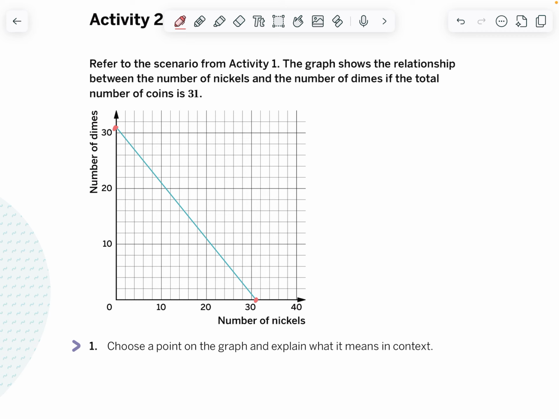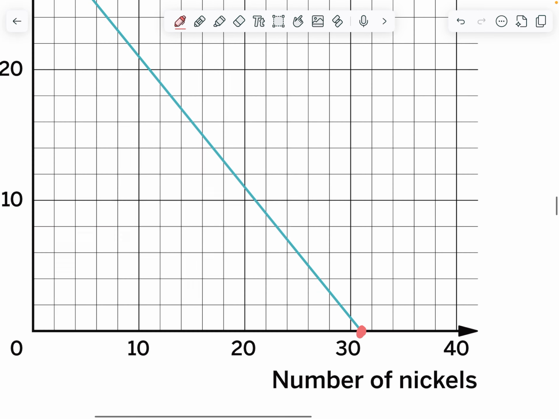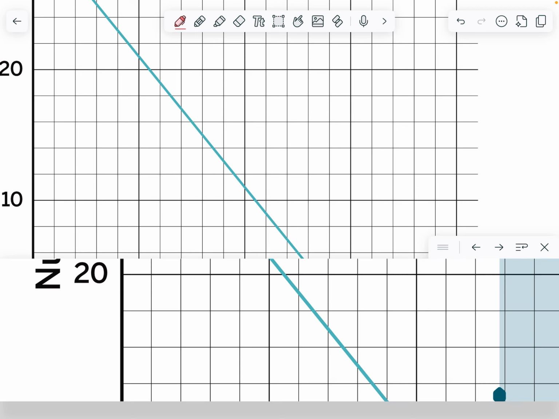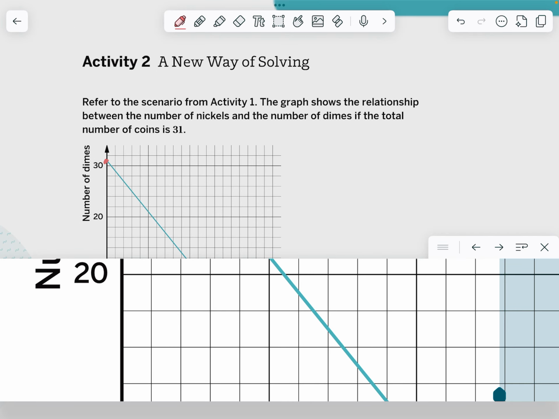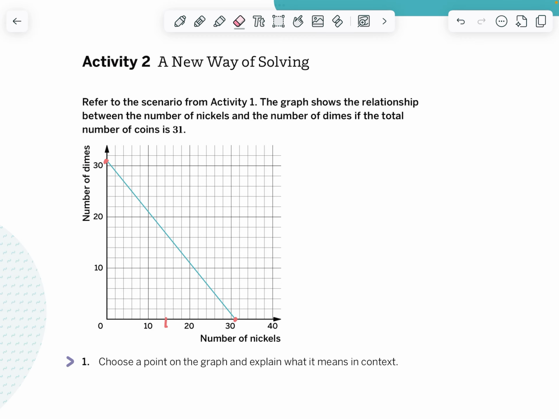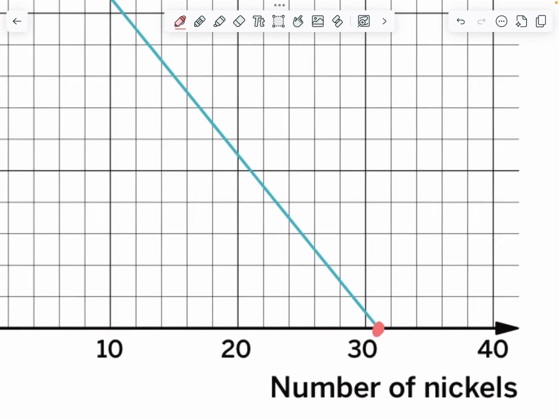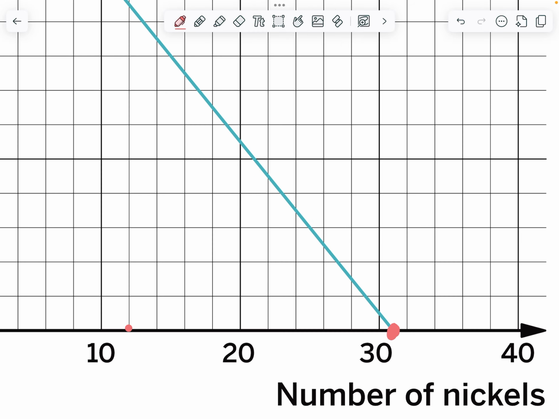So it says choose a point on the graph and explain what it means in context. So you are simply choosing a point. Okay, so I'm just going to choose a point where I meet a nice interval. I'm going to go over to 13 here, and I'm going to go up, not quite, oops, let's try that again. That is 12, so let me fix that. We're counting by 2, so this is 12, this is 14, 16, 18, 20.